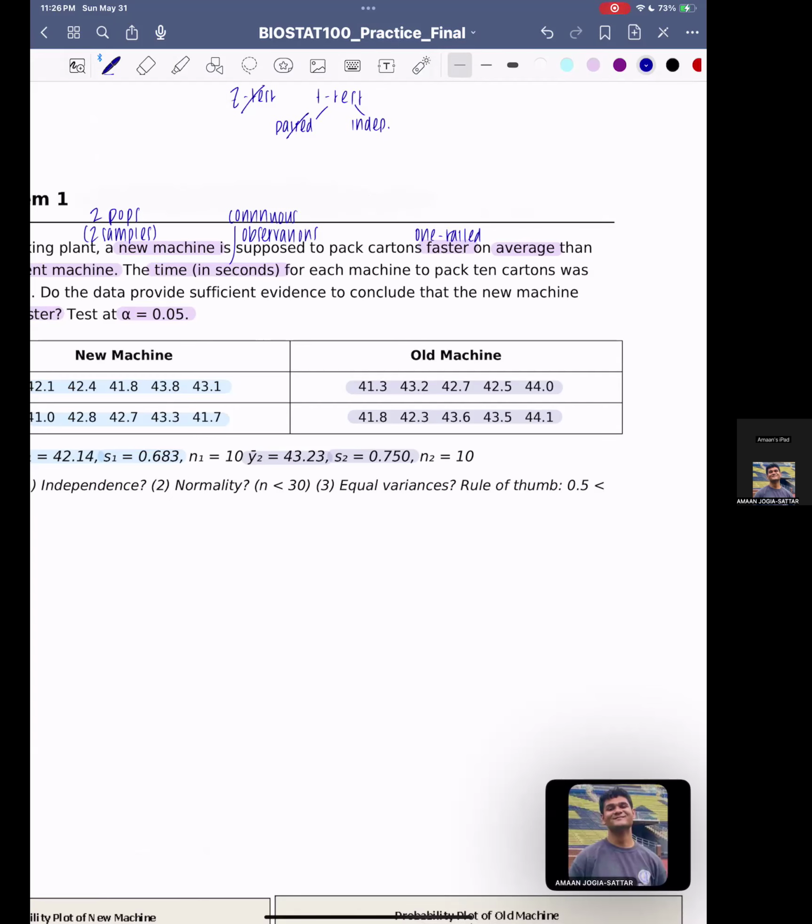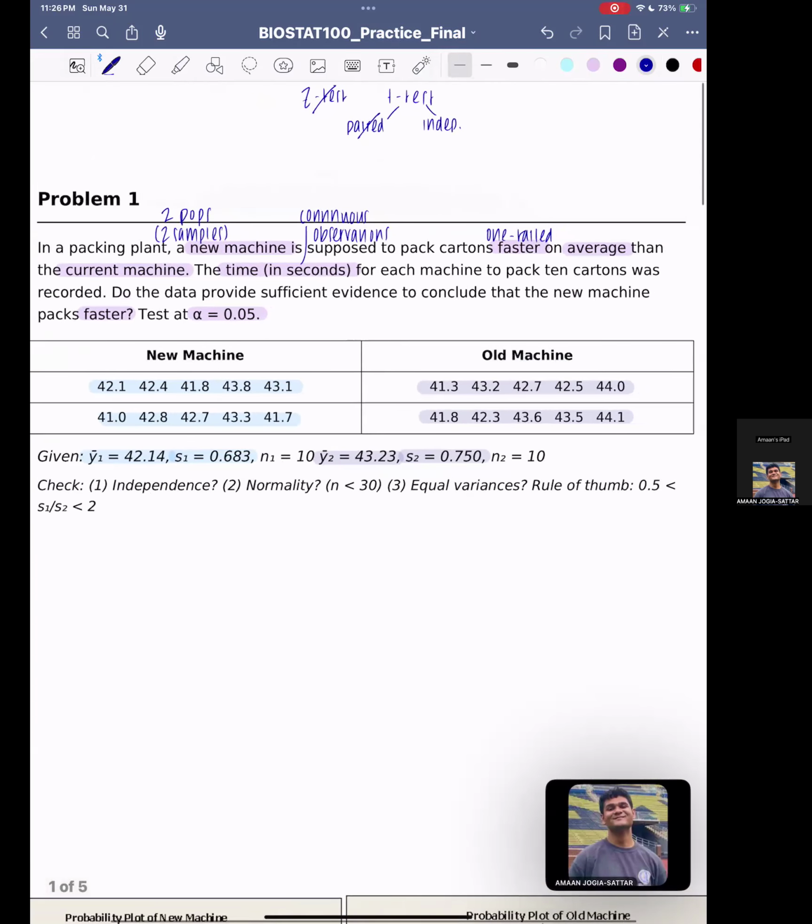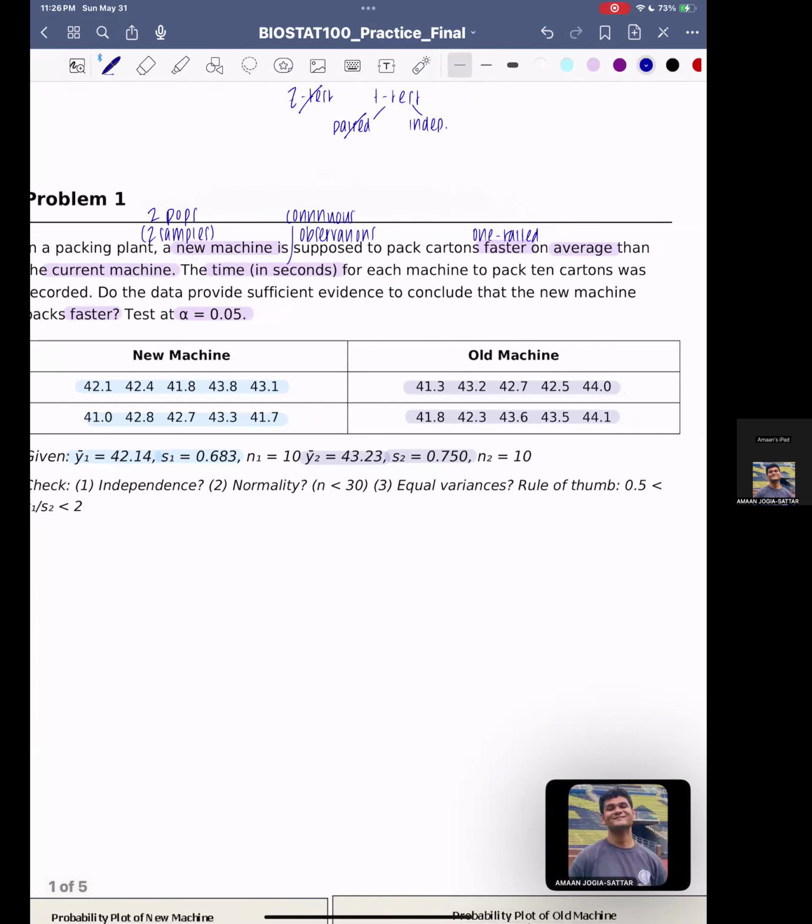Another thing to note is that, for example, if it were paired, we'd be pairing observations. So the fourth time that we record for the machine packing 10 cartons for the new machine doesn't necessarily pair with the fourth time that we record for the old machine. That doesn't actually have any significance. So we don't have any basis to pair observations. So we know we're in an independent setting.